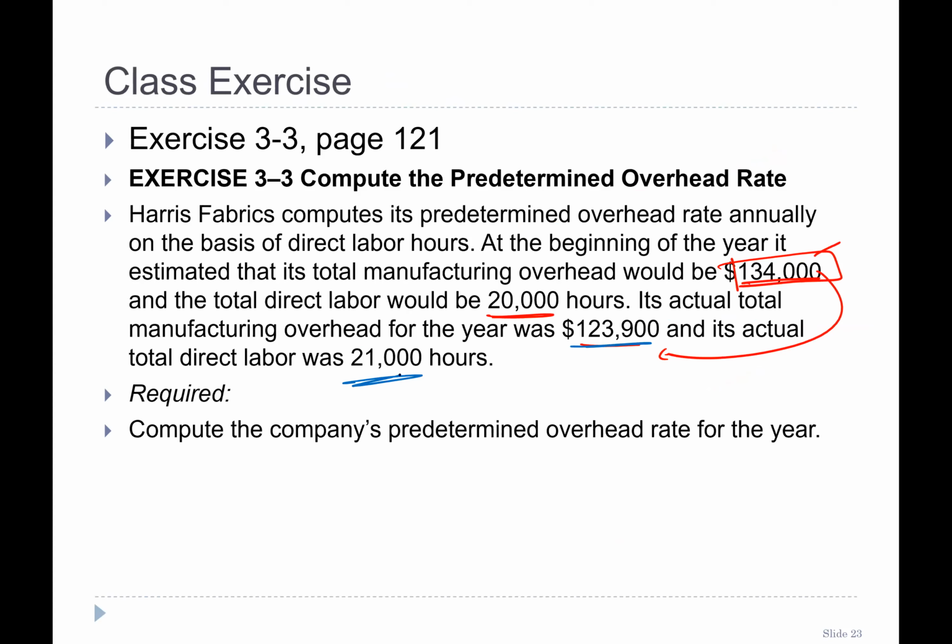We must compare apple to apple. So in that case, we will find out what would be our estimated cost if we use 21,000 hours, not the 20,000 hours. Everybody understand my point?